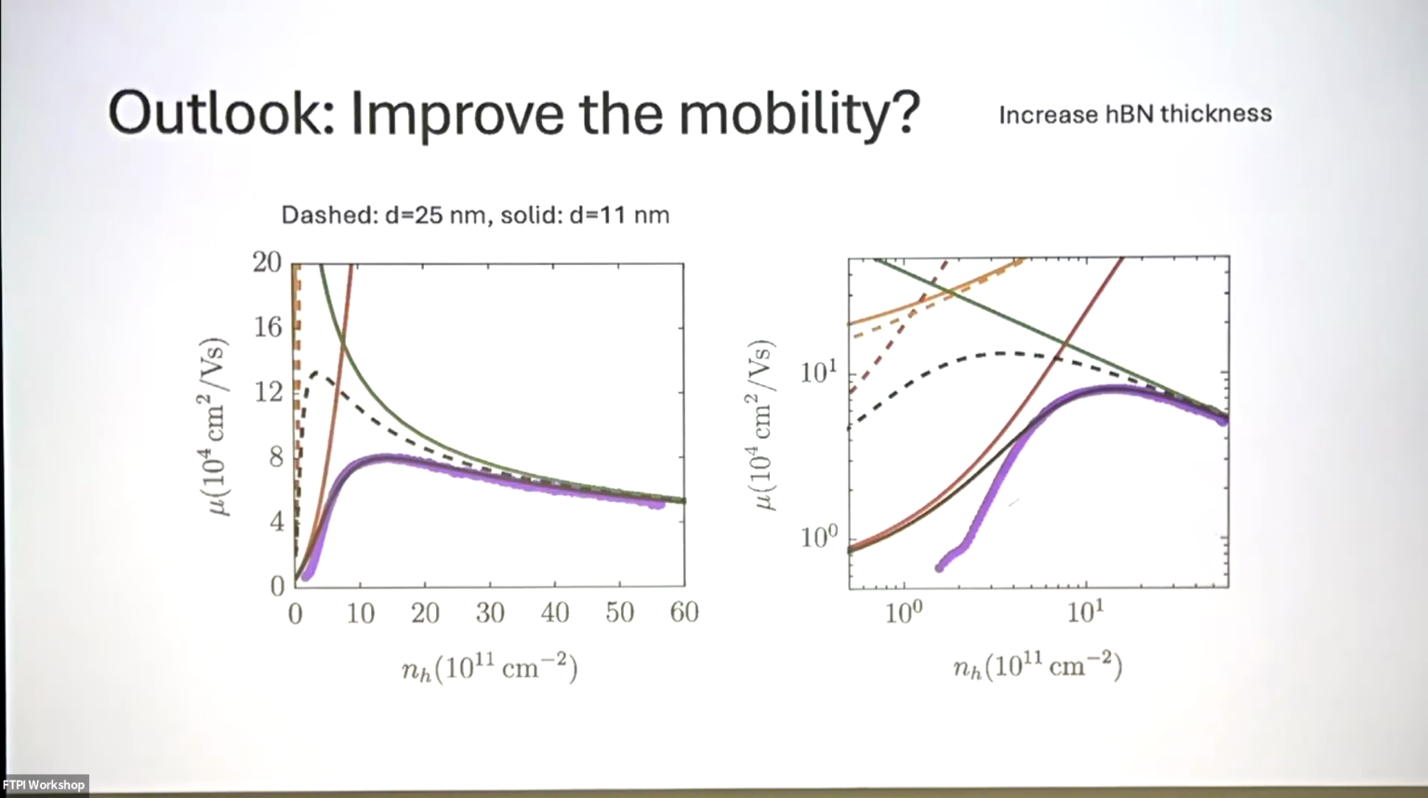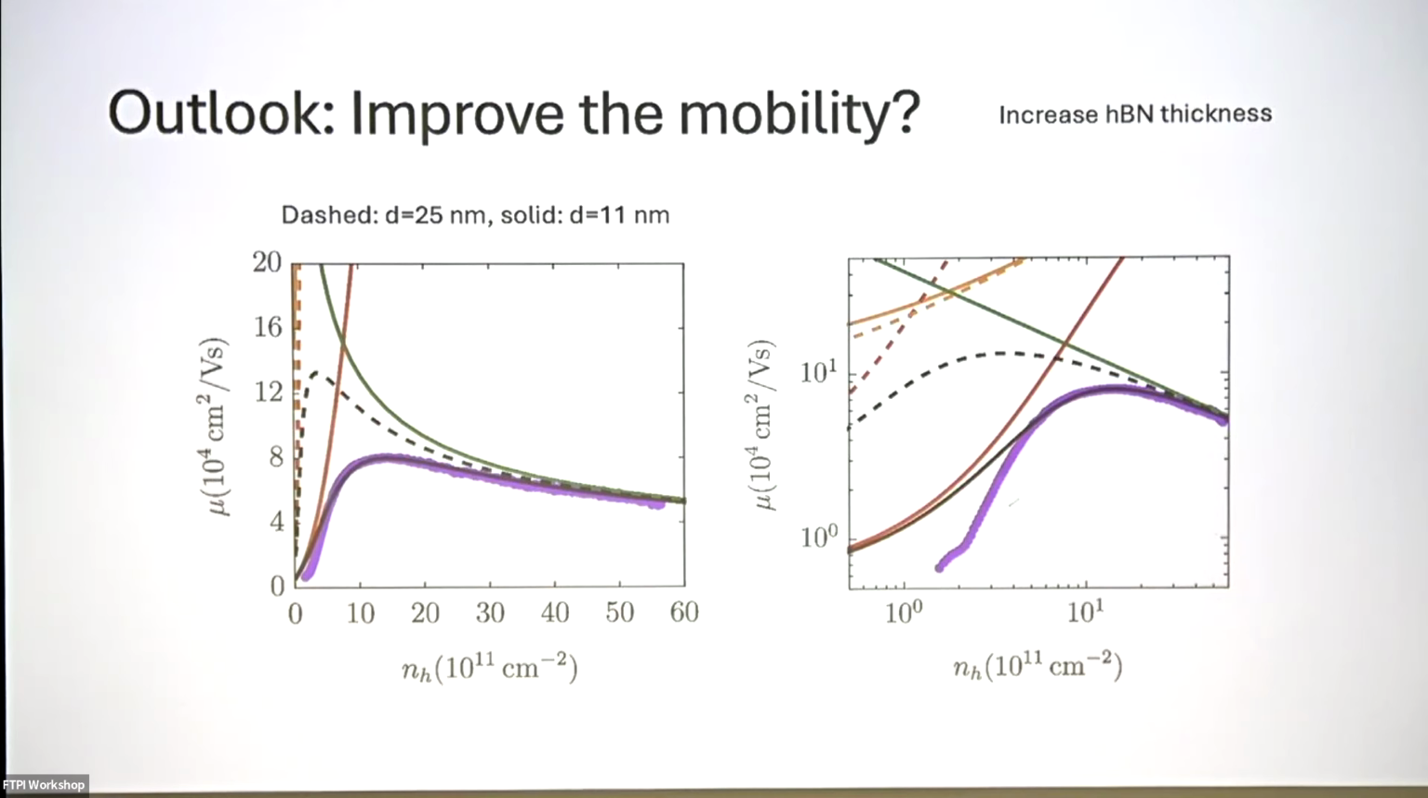So one outlook of my work is to help experimentalists improve the mobility. If indeed the dominant scattering mechanisms are from the remote impurities close to the gate, then one simple way to eliminate them is to increase the hBN thickness. So here I show you an example by the dashed lines, the result of doubling the hBN thickness, and the mobility can increase from 8 to 12.